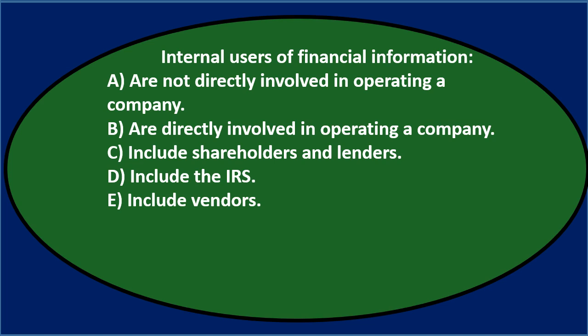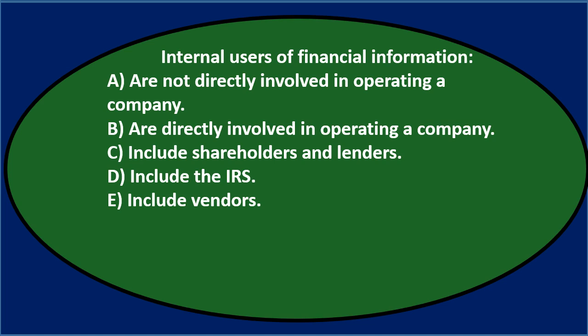First question, internal users of financial information: A, are not directly involved in operating a company; B, are directly involved in operating a company; C, include shareholders and lenders; D, include the IRS; and E, include vendors. Let's go through this again using the process of elimination.